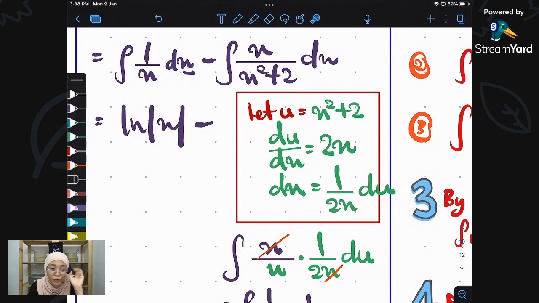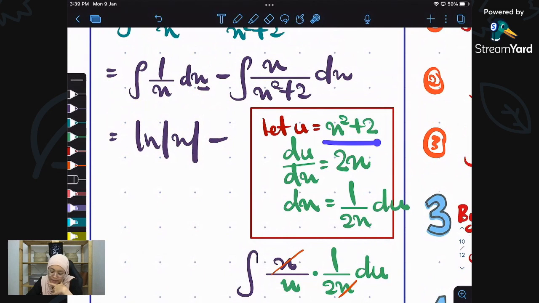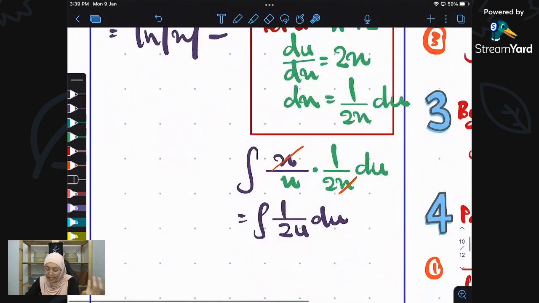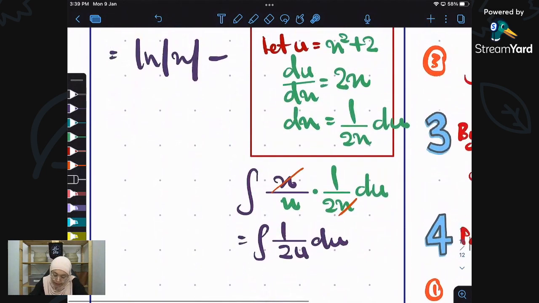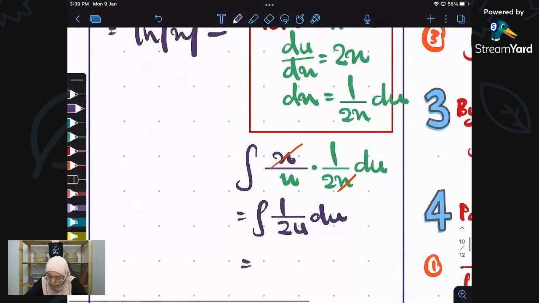Tapi macam mana nak tengok? Sebenarnya ada cara yang lebih mudah untuk tengok. Macam mana saya tahu bawah ini adalah kita punya u? It's just because sebenarnya saya nampak differentiate x squared ni adalah 2x. And then saya nampak x, saya terus directly tahu bahawa x ini akan di-cancel dengan x yang ini. So saya macam dah cepat imagine bahawa saya tahu dia akan di-cancel. And so I know that this substitution berjaya, sebab everything is in terms of u already.